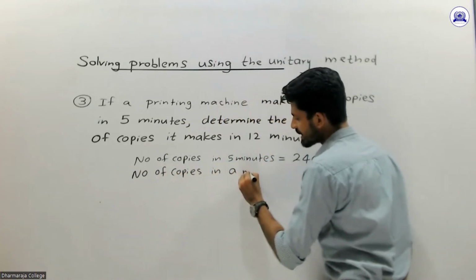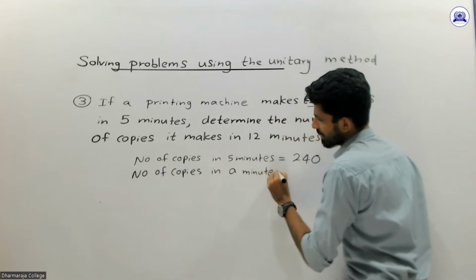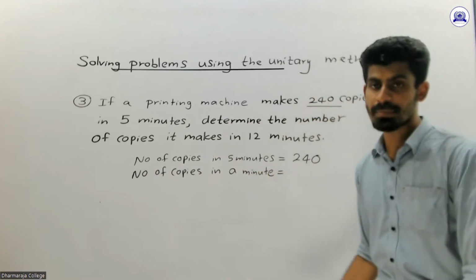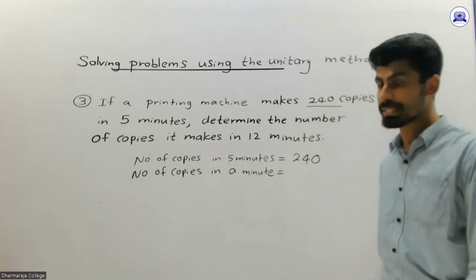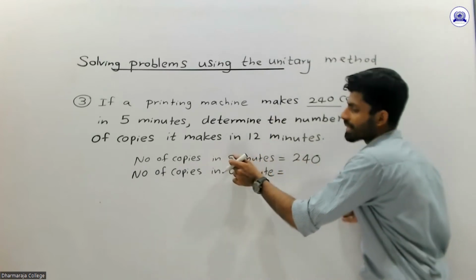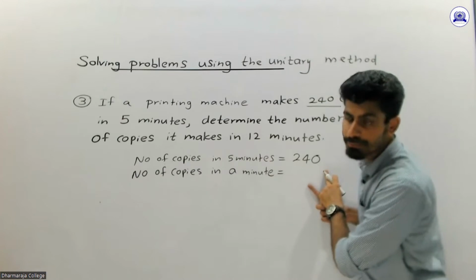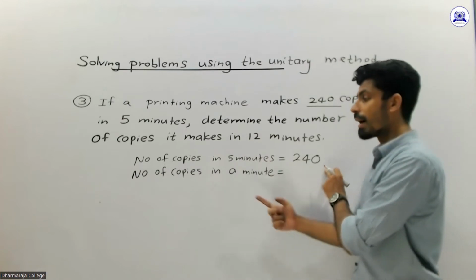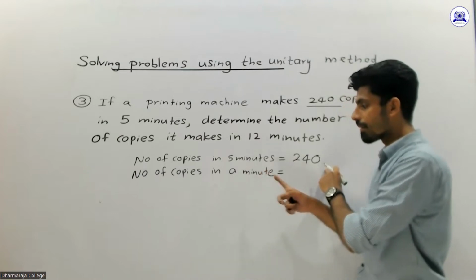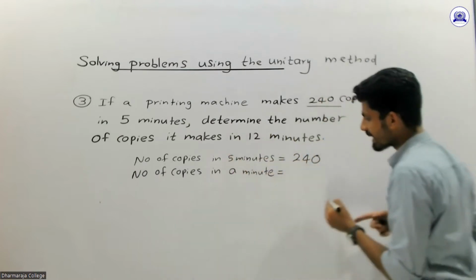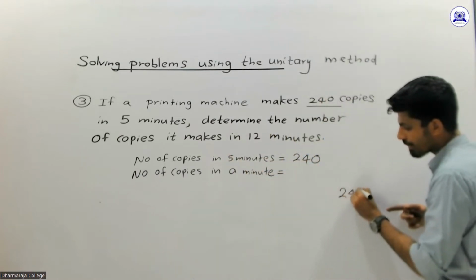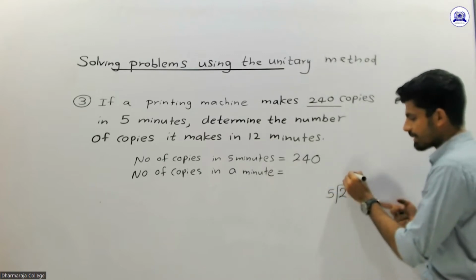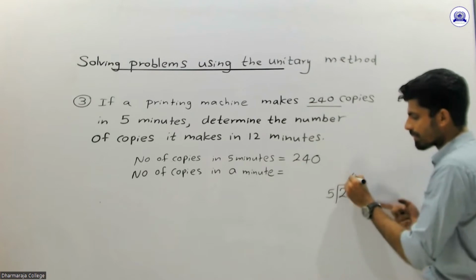In a minute, how many copies can it release for a minute, right? Because we need to find out for a unit. In 5 minutes, it will take 240. Now you know the method, now you know the pattern, how to find out the number of copies in 1 minute. 240 divided by 5.